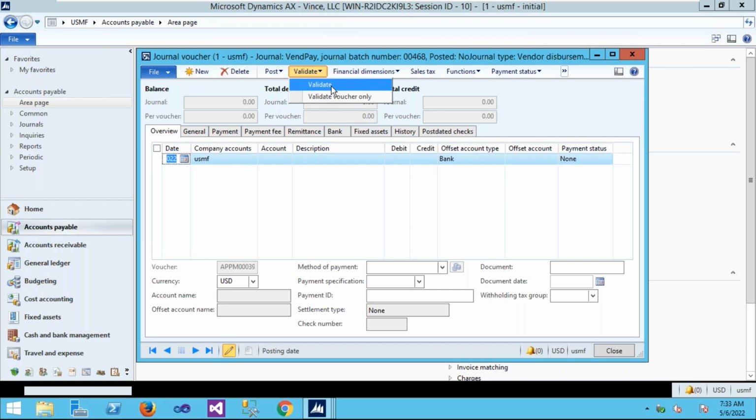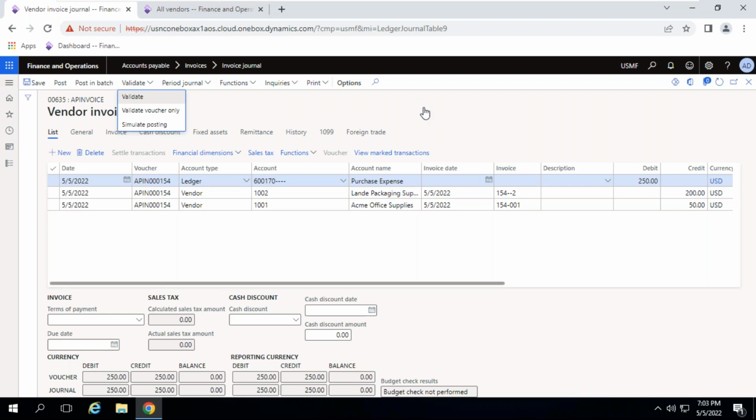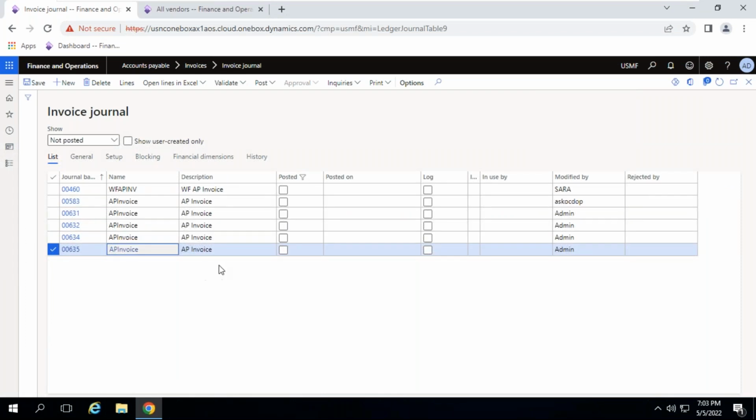Still you are getting errors. So to extend this functionality, Microsoft has provided simulate posting. You can use simulate posting rather than all these things. It is the best option. Okay, right. Got it? Thanks. Welcome. Fine. So now we understood about these postings.